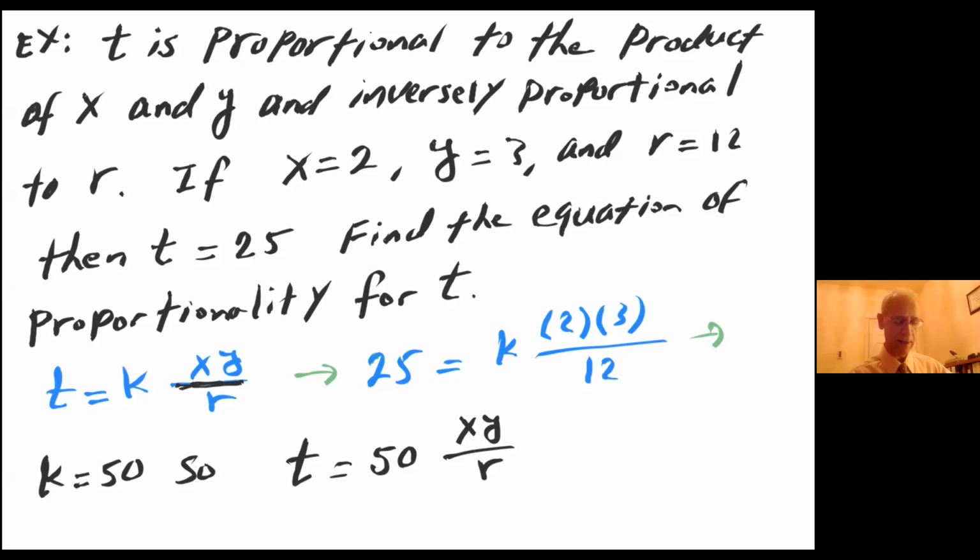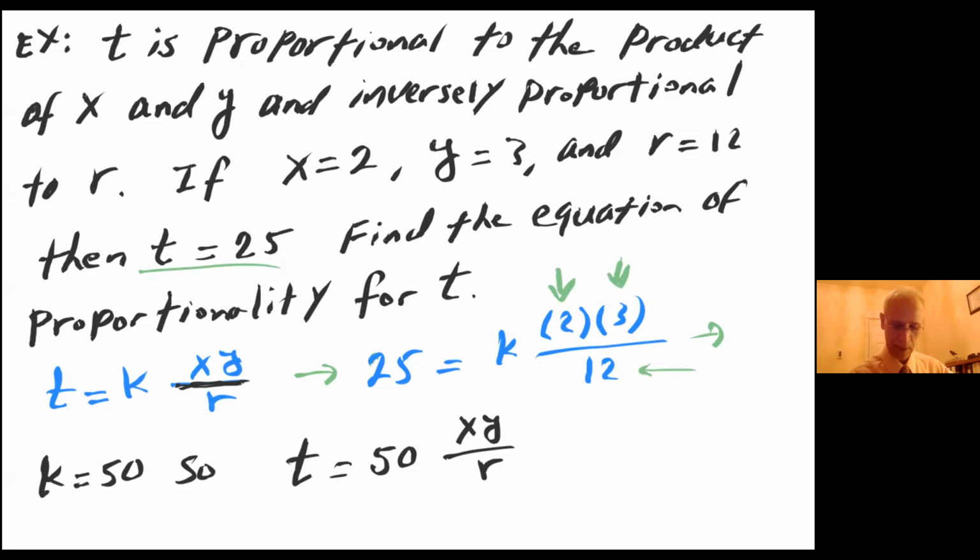And so now we can go ahead and plug in the numbers. T is 25. If x equals 2, and y equals 3, and r equals 12. So I do have 2 times 3 is 6, divided by 12 is 0.5 or 1/2. Multiply both sides of this equation by 2, and you get k equals 50. So t equals 50 times the product of xy over r.